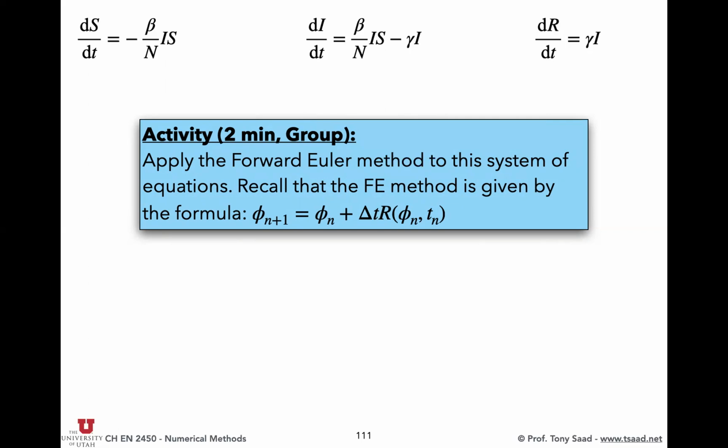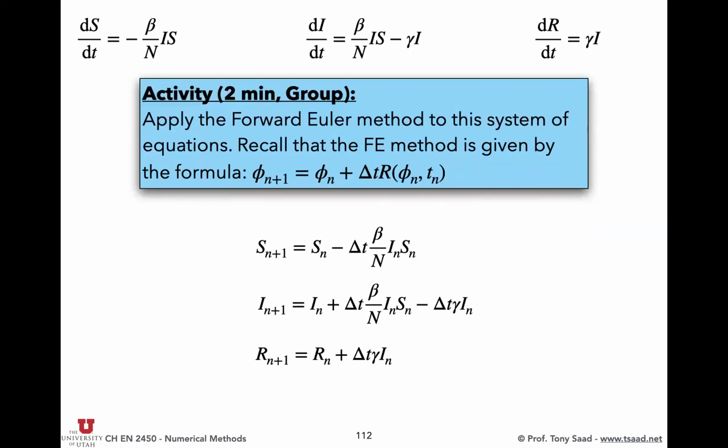And Dylan, do you want to take the last one for the recovered? Let me unmute you, sorry. There we go. R_{n+1} is equal to R_n plus delta t gamma I_n. Yes, excellent. Okay, that's great.